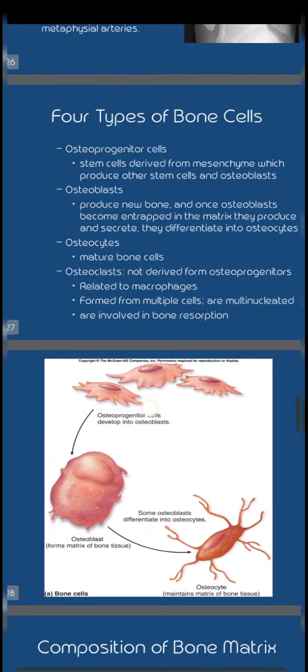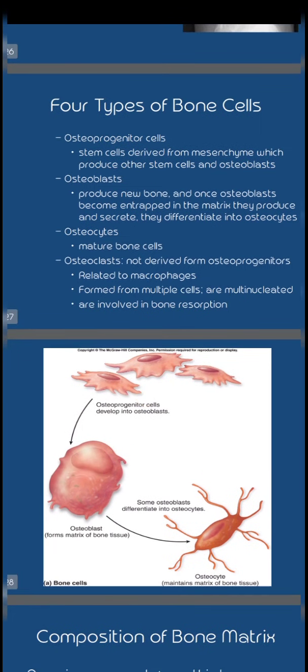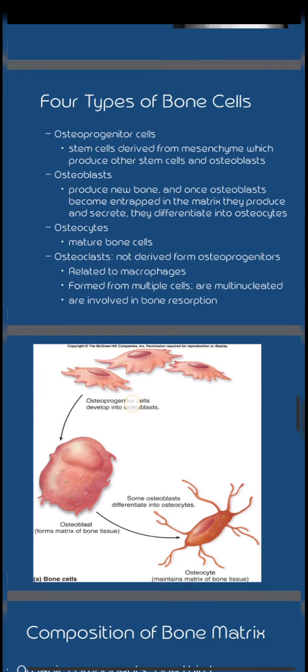There are 4 types of bone cells. Bone cells are divided into osteoprogenitor cells, which are stem cells derived from mesenchyme, which produce other stem cells, and osteoblasts. Osteoprogenitor cells are present in the endosteum, and in children they are present abundantly in the mesenchymal layer. Osteoblasts are those cells which produce new bone, and once osteoblasts become entrapped in the matrix, they mature and are known as osteocytes. Osteocytes are mature bone cells.